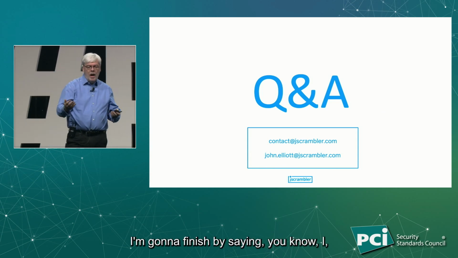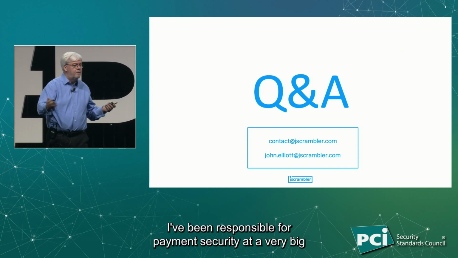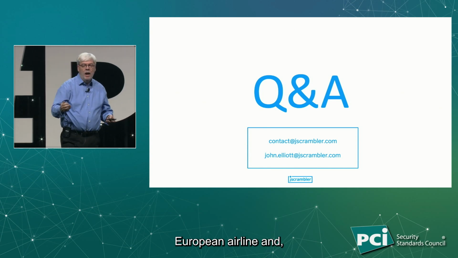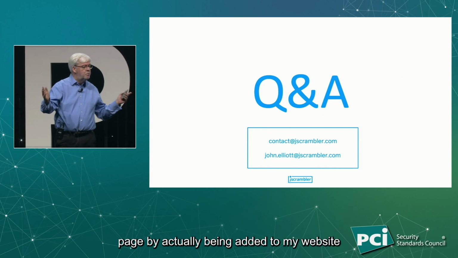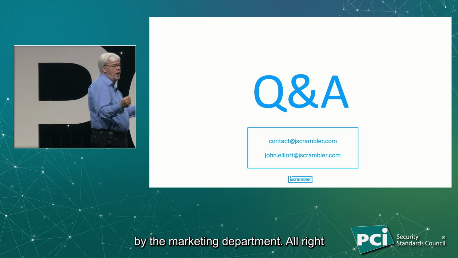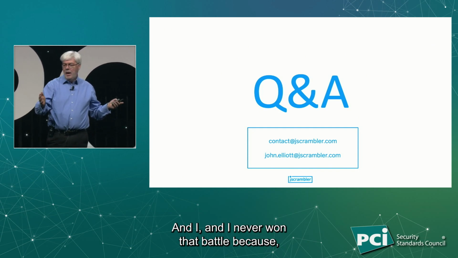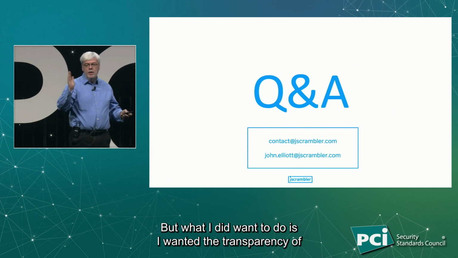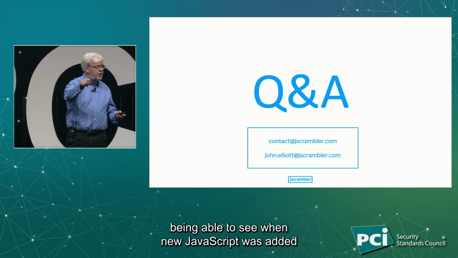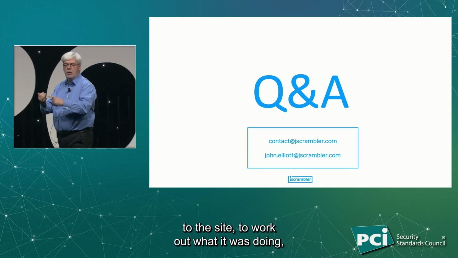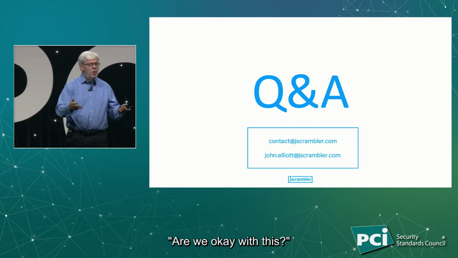I'm going to finish by saying, I've been responsible for payment security at a very big European airline. And I wanted to stop JavaScript being added to the payment page by the marketing department, actually being added to my website. And I never won that battle, and I'm not going to win that battle. But what I did want was the transparency of being able to see when new JavaScript was added to the site, to work out what it was doing, should it be there, and then go and talk to whoever had added it and say, are we okay with this?